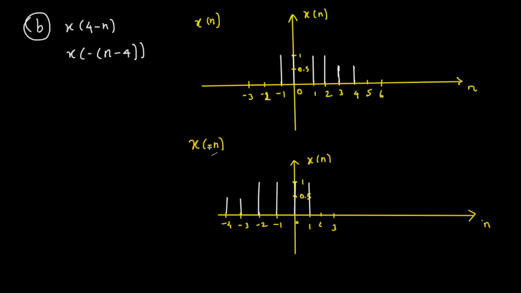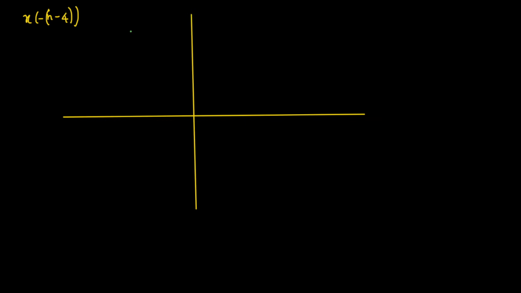So this is the x of minus n, and now we are shifting it by 4 units to the right, which means whatever appears at negative 4 is going to appear at 0 now, and the rest of them follow. Okay, this is positive 1, 2, and so on. 1, 2, 3, 4, 5, 6, 7, 8 and so on. So let's look at the graph here.